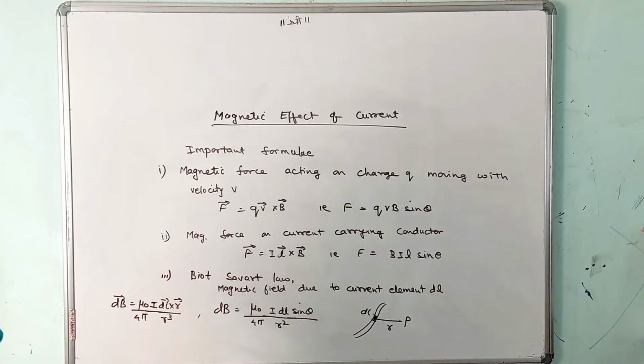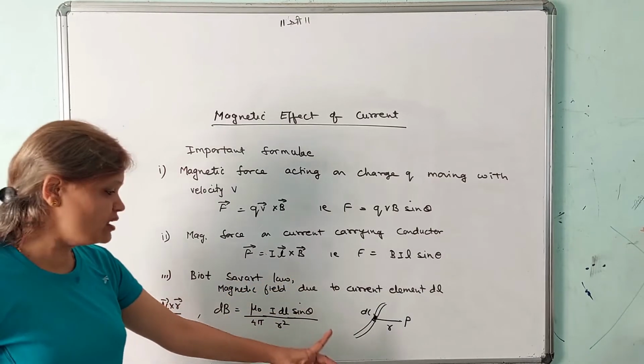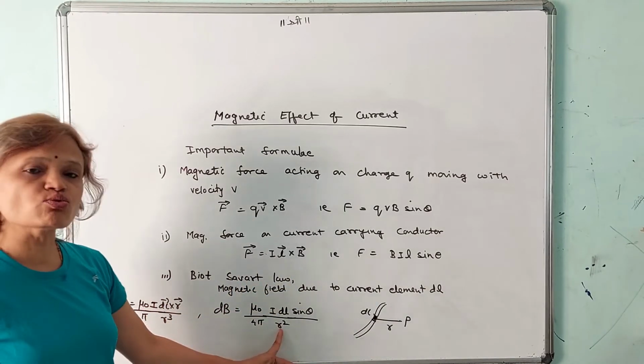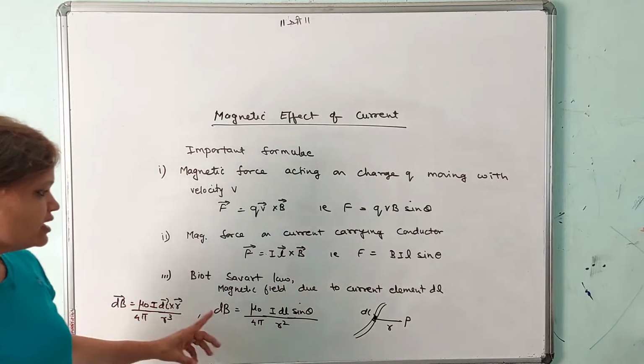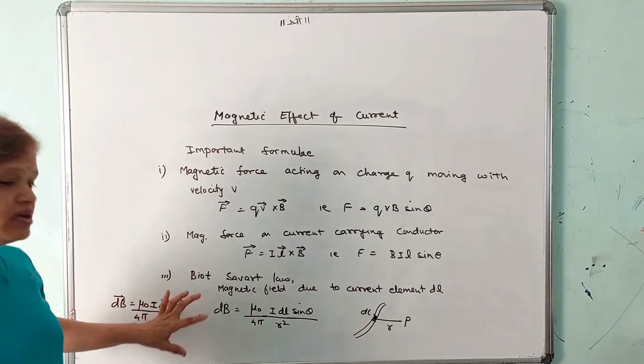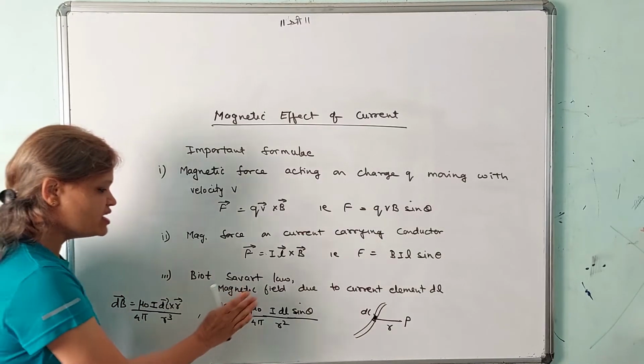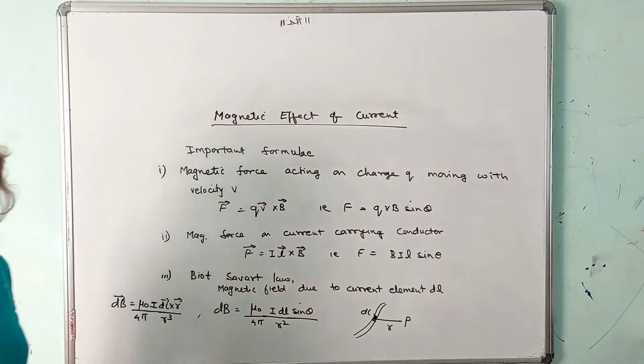The Biot-Savart law first tells you that it is proportional to the current, proportional to the current element, and inversely proportional to the square of the distance. And then the constant comes, mu naught by 4 pi. So in combination we get dB is mu naught by 4 pi I dl sin theta by r square.